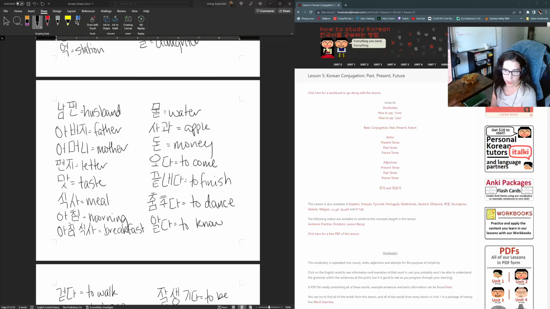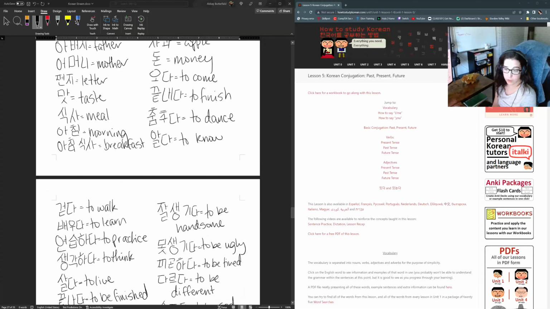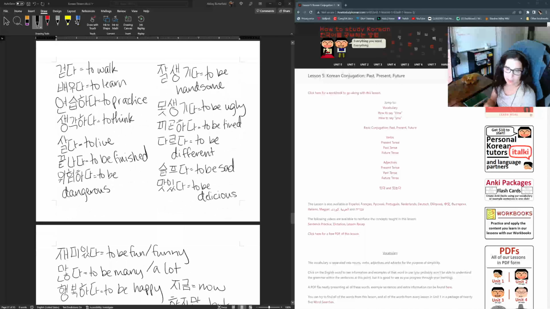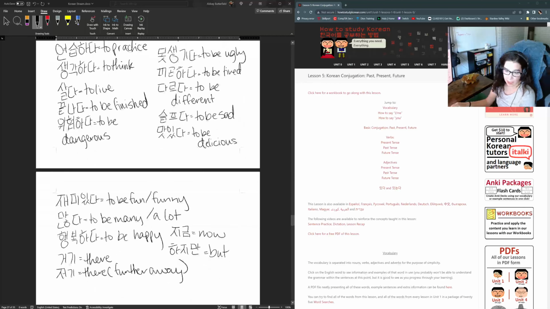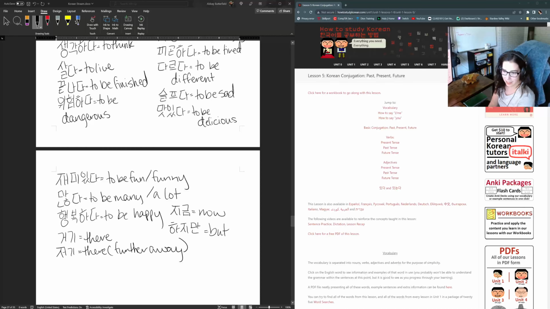식사, 물, 사과, 돈, 오다, 보내다, 춤추다, 알다, 좁다, 배우다, 연습하다, 생각하다, 살다, 위험하다, 잘생기다, 못생기다, 피곤하다. Me all the time. I'm always 피곤하다. I'm always tired. 다르다, 슬프다, 맛있다, 재미있다, 많다, 행복하다, 거기, 저기, 지금, and 하지만.